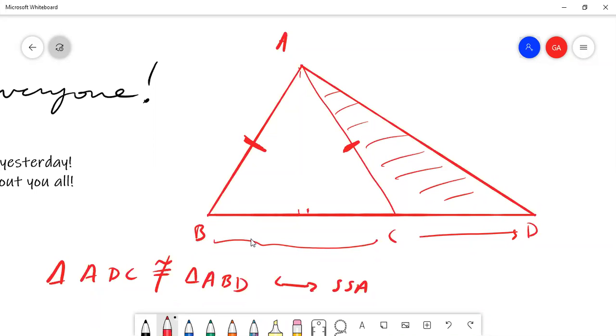And they also share angle D. So you see, they share this side, and they also share this angle. And then clearly this does not make them congruent. So this is a counterexample of why side-side-angle does not work.